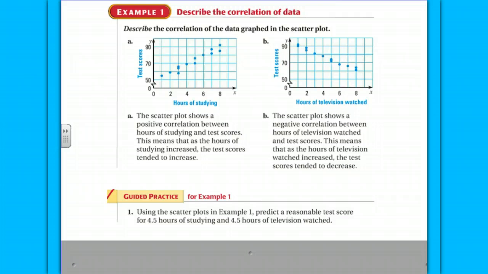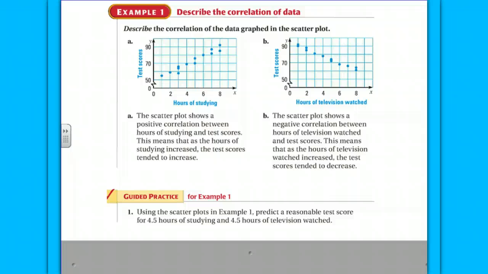Using the scatter plots, in example 1, predict a reasonable test score for 4.5 hours of studying and 4.5 hours of television watched. So what do you think a reasonable test score would be? Everybody jot it down. What do you think your test score would be based on this table? You can see it in your book too. For 4.5 hours of studying and for 4.5 hours of television watched.